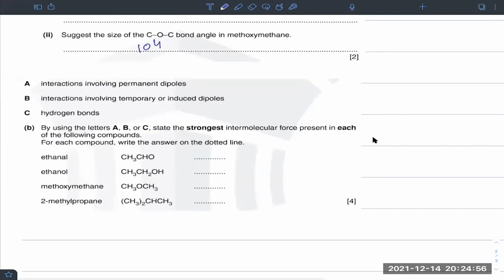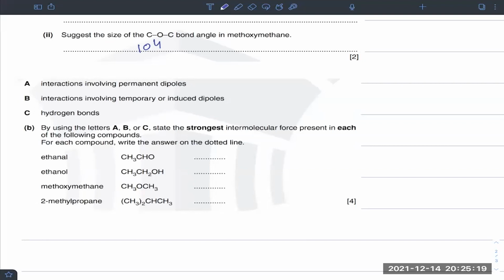All right. By using the letters A, B, or C, state the strongest intermolecular force present in each of the following. While we know that between them, hydrogen bond is the strongest, and then permanent dipoles, and then temporary dipoles, if we make a general comparison. But let's just see this. Ethanol, do we have hydrogen bonds there or not? Or what bonds do we have?